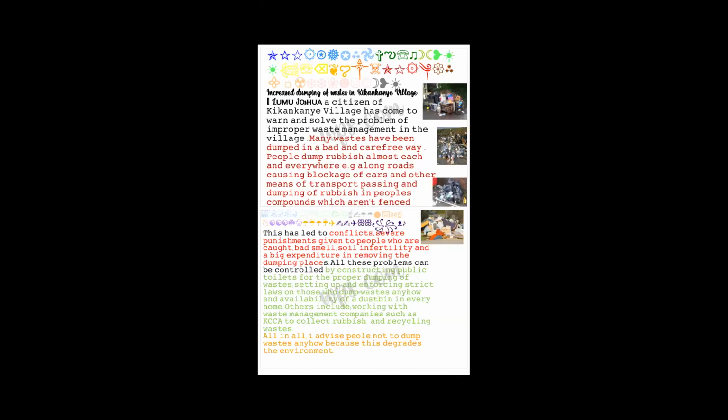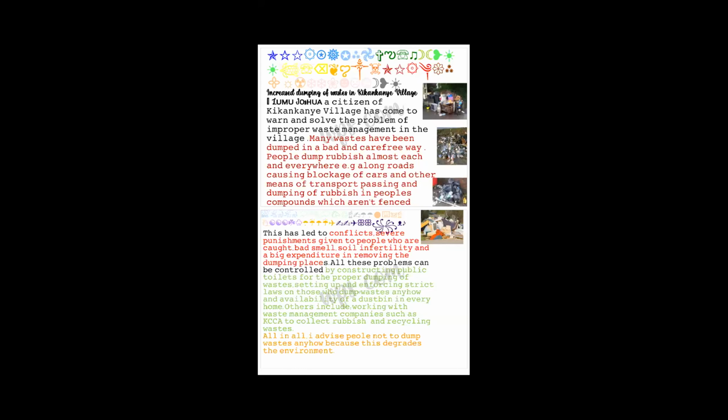And even dumping in some other places, it's people's homes whereby their compounds are not fenced. They go and dump rubbish there. Though even a person has said do not dump here, they continue dumping. So this has led to conflicts whereby some people may have neighbors, like in the village where they are, people don't live in a gate. Now they may suspect the neighbor of throwing rubbish in their compound. So it leads to conflict.